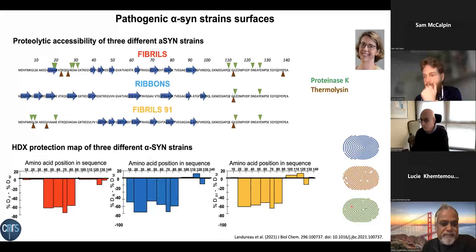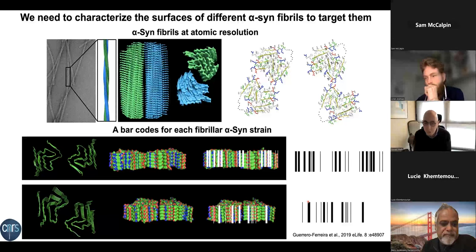Pure polymorph, of course, we generated. We also did some cryo-electron microscopy with Henning Stahlberg, and we solved two structures that are represented here. What is of interest for me is the surfaces of these fibrils. This is why we are looking here at the fibrils on the side.